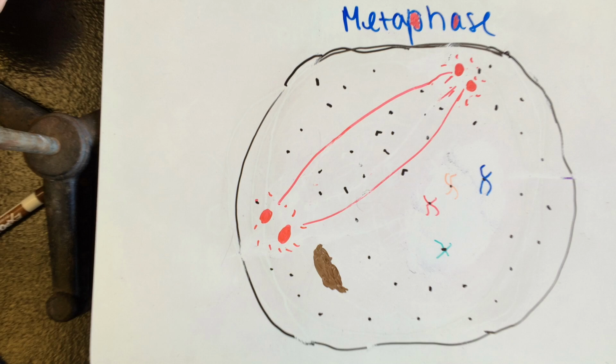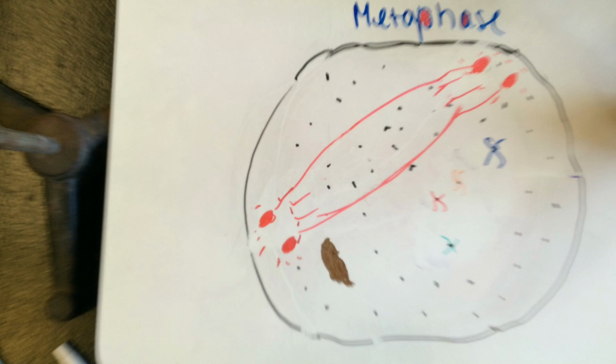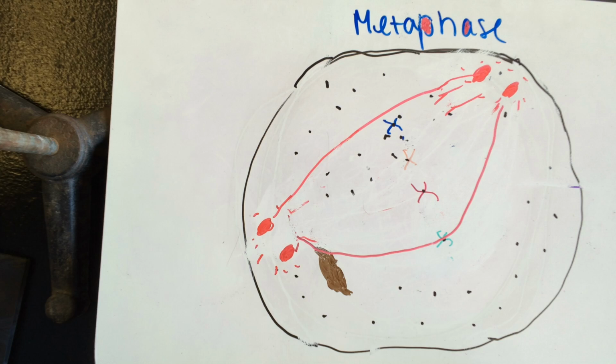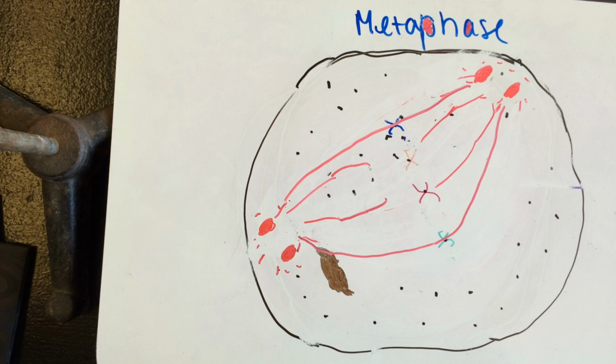Next, during metaphase, the chromosomes line up in single file towards the center of the cell. Each chromosome then attaches to a spindle fiber on both sides of the centromere.